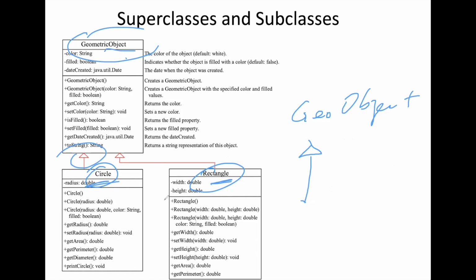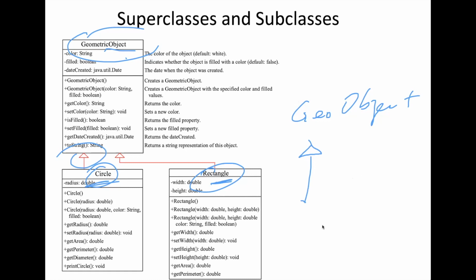There are a lot of inherent attributes in both circles and rectangles. These are not shown, but supposedly there are some methods and properties that are in both geometric objects as well as in circles and rectangles. Let's look at how these things are invoked.